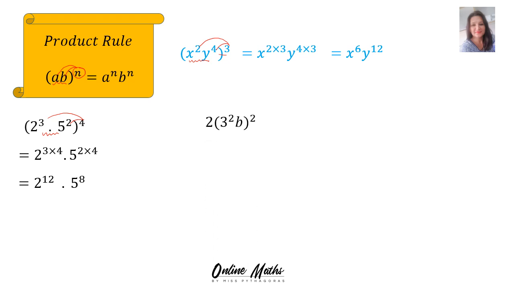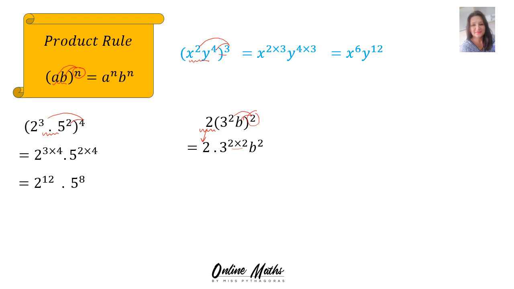Another example, 2 outside of a bracket times 3 squared b raised to the 2. So this is very important to note that this 2 is on its own. It's got nothing to do with whatever is going on inside of the bracket. And then there's now a 3 squared and a b, so you're going to give the 2 to both. Therefore, this 2 stays outside of the bracket. It doesn't get that other 2 as an exponent. It will just be 3 to the 2 times 2, b to the 2.